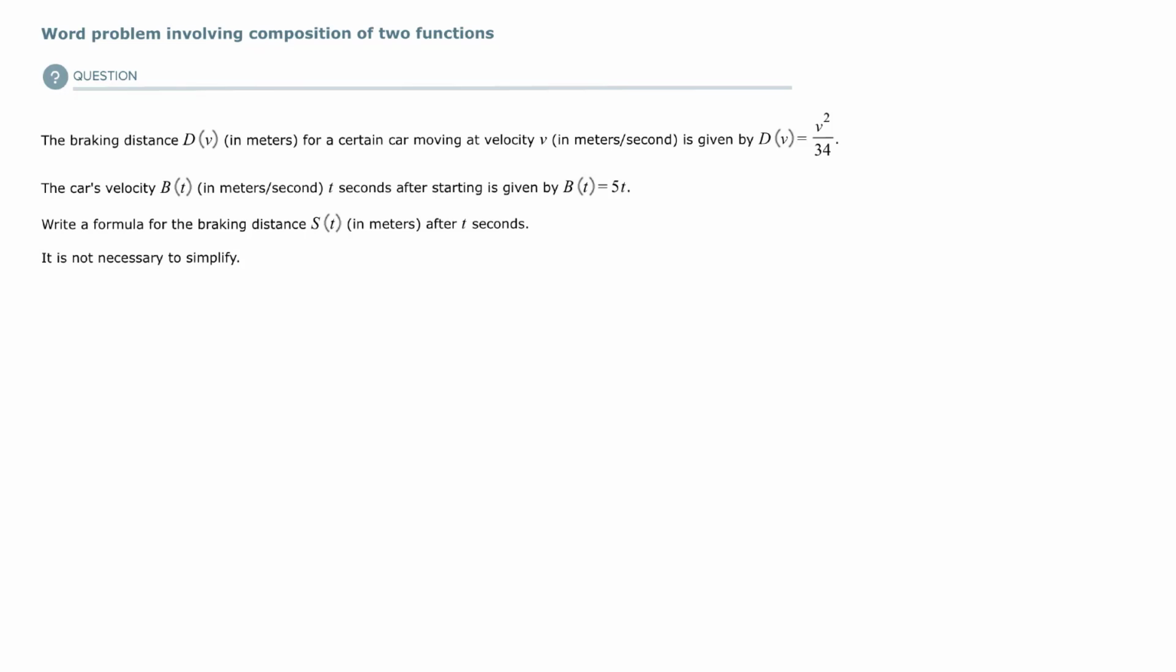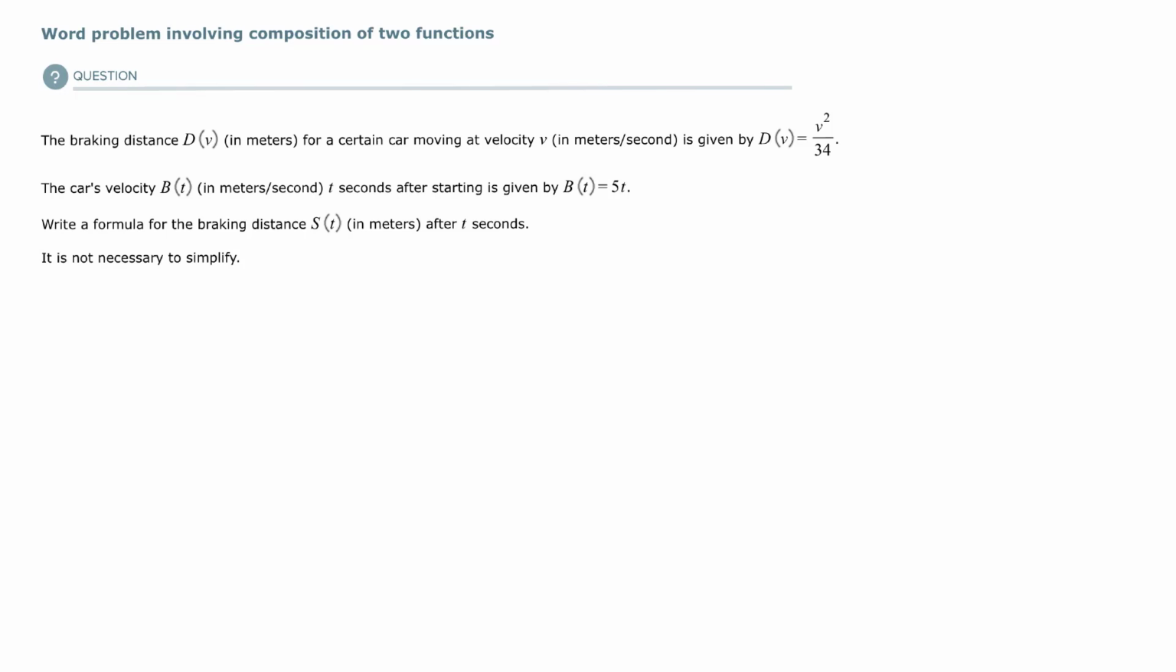Let's do some physics. Word problem involving composition of two functions. The braking distance, d of v, in meters, for a certain car moving at velocity v in meters per second is given by d of v is equal to v squared over 34, which is a quadratic function. The car's velocity, b of t in meters per second, t seconds after starting, is given by b of t is equal to 5t. Write a formula for the braking distance s of t in meters after t seconds. It is not necessary to simplify.